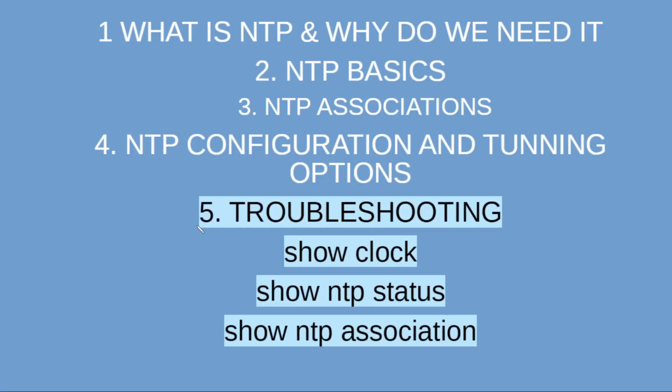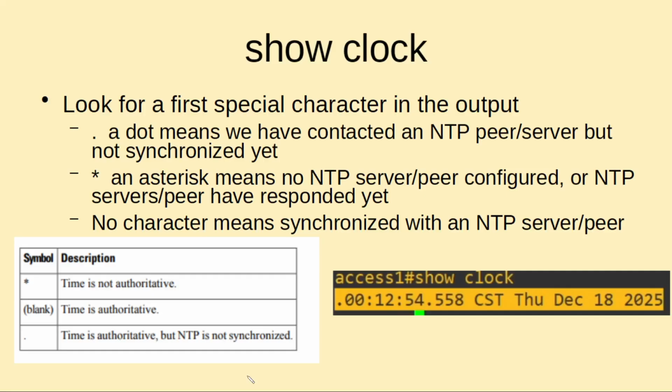This is session number 5 for NTP. We are going to see troubleshooting commands. We are going to include the show clock command, show NTP status, and show NTP association. The most basic command that we can use in order to see how NTP is behaving is show clock. Show clock will give us the time and date.